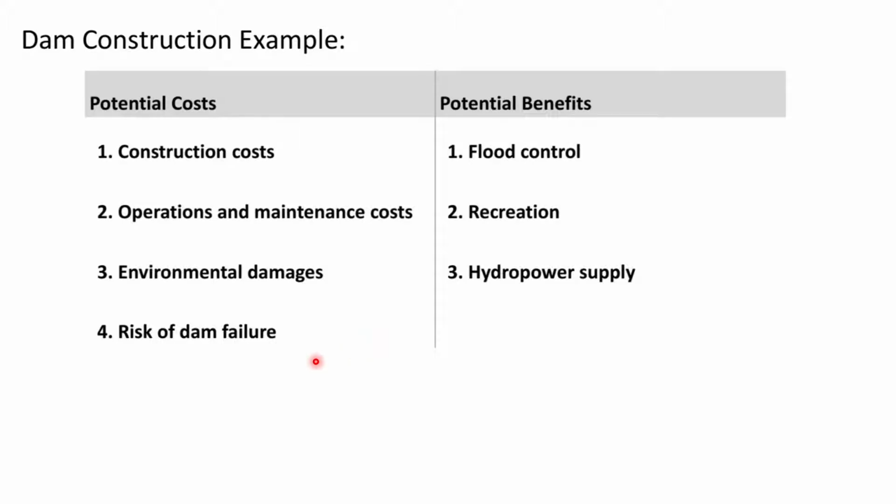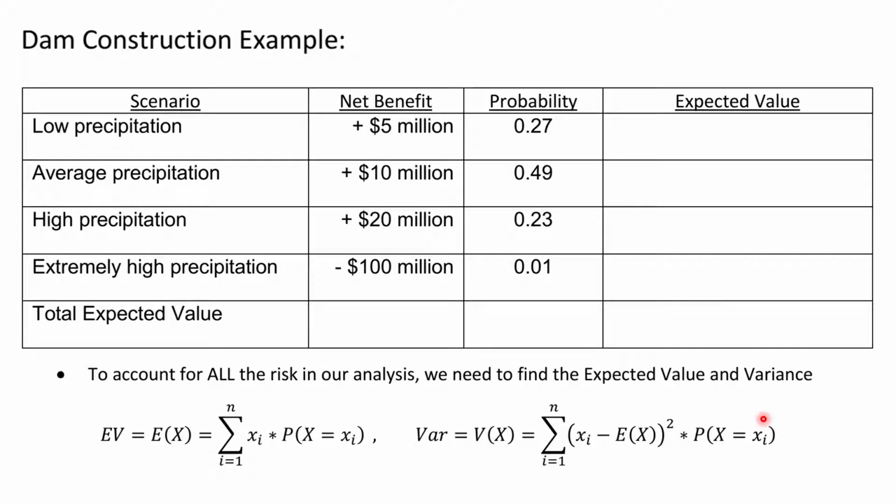So let's say we want to construct a dam. Now there are the costs of constructing the dam: construction, operation, environmental damages, and the risk of dam failure. But the potential benefits are flood control, recreation, and hydropower supply. Now, let's suppose that there are four possible outcomes in the future of the weather. How profitable a dam is depends on how much rainfall we get. The higher the rainfall, the higher the net benefit.